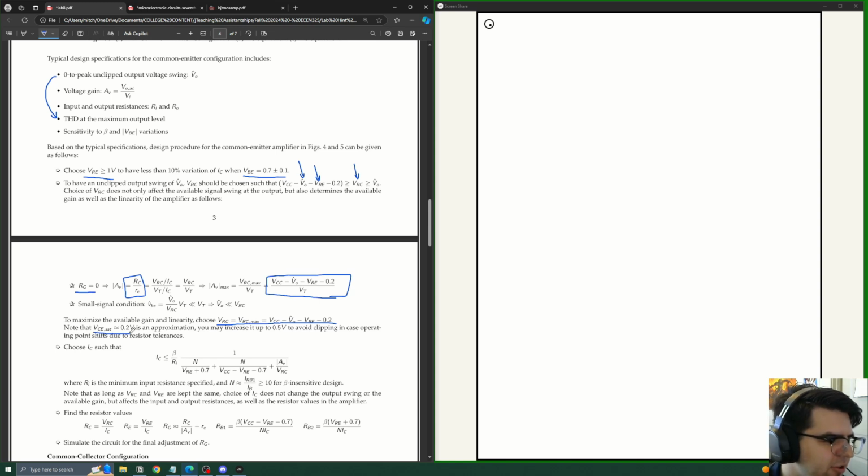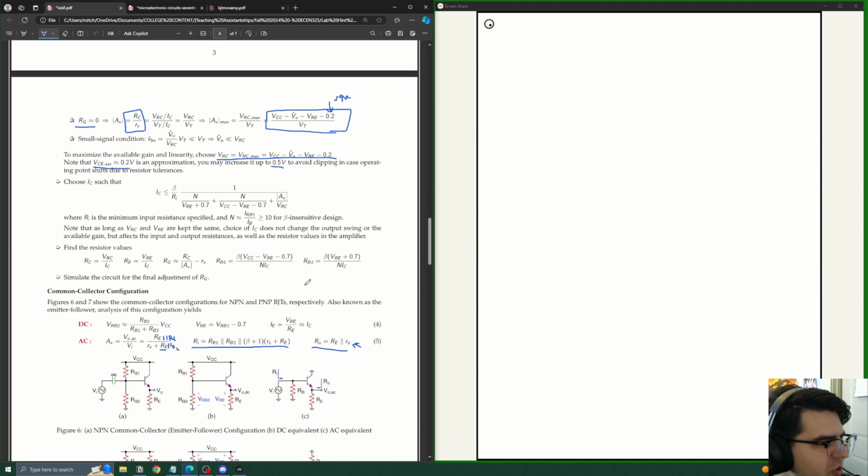And then the collector to emitter voltage. To make sure we don't go into saturation, let's increase our buffer up to 0.5. So change 0.2 to 0.5, because this is the saturation voltage. You want to improve that buffer to make sure that when we're swinging between the two, we don't push the BJT into the saturation region instead of the active region.